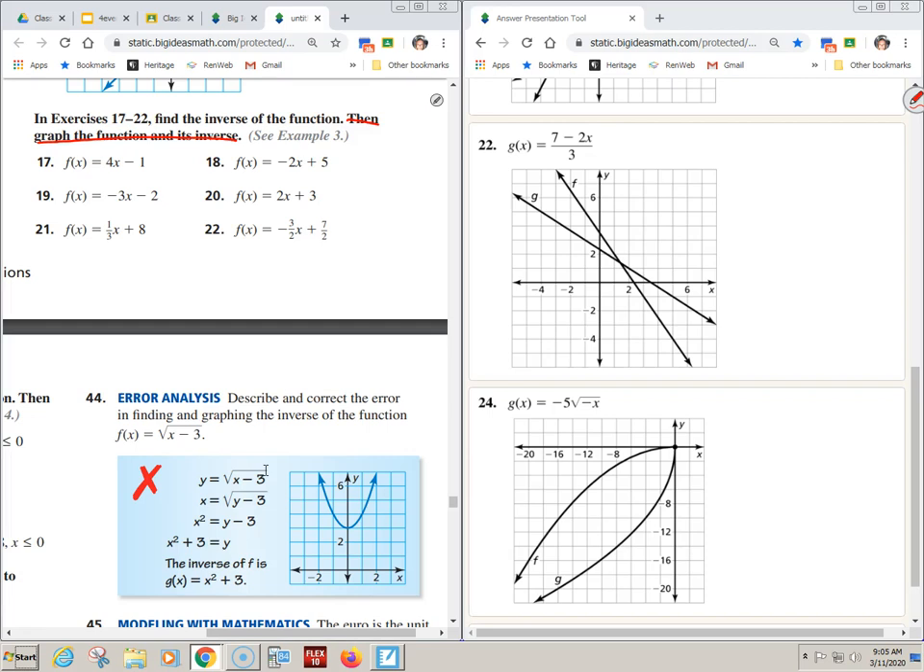So number 1 is set. Set what? Set f of x equal to y, right? Or put y for f of x. So what can I do with all of these f of x's to make it easier in my brain?